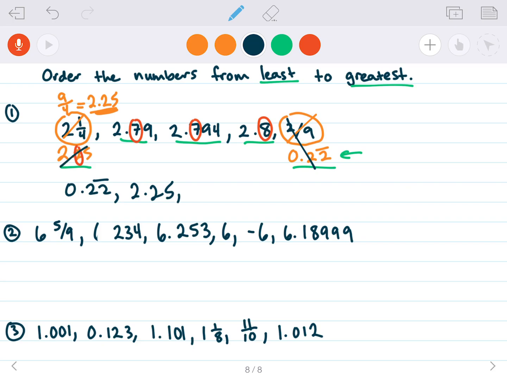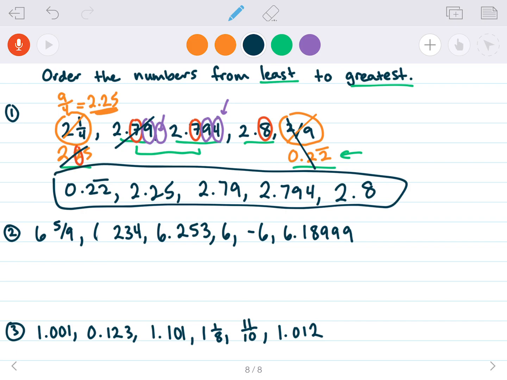All right, now we have 3 numbers left. Now notice that these two have the smallest tenth place numbers, and so now we need to look at these two and compare their hundredths place. So which one has the smaller hundredths place? Well, neither of them. They both have a 9 in the hundredths place. So then we go to the thousandths place. This one has a 4 in the thousandths. This one has a 0 in the thousandths because there's no number in there. So that means this number is going to be smaller than this number. So this guy, 2.79, comes next in the list, followed by 2.794, and finally 2.8 is the largest because 8 is the largest number in the tenths place there. So this is our order from least to greatest.